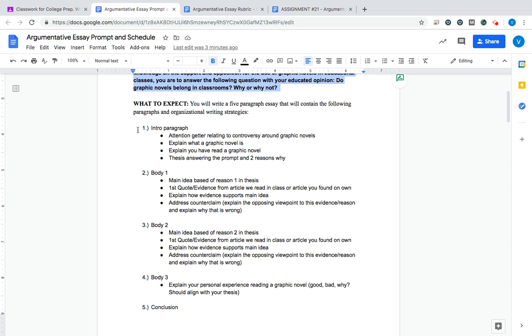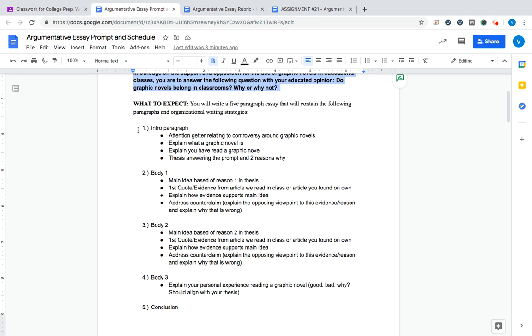You're obviously going to need to give some background as to what a graphic novel is, something that was discussed at the beginning of this unit, as well as explain the fact that you have read a graphic novel for a high school class at least once because you did it here. That will make you an expert on the situation because you've gone through this experience. And then finally, a thesis answering our prompt question. So basically, are you for or against their use in classrooms?